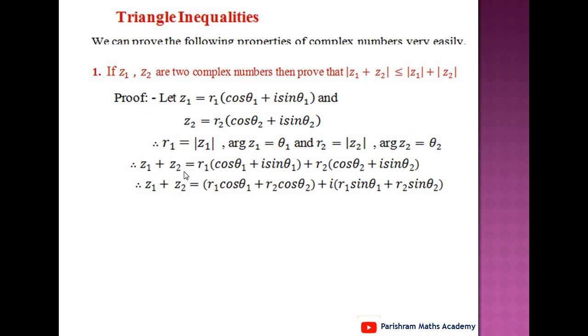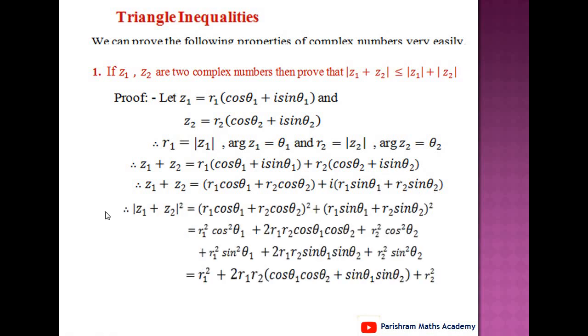Therefore z1 plus z2 equal to, where z1 is r1 in bracket cos theta 1 plus i sin theta 1, plus z2 is r2 in bracket cos theta 2 plus i times sin theta 2. Multiplying r1 and r2 separately, first you can take the real terms, that is r1 cos theta 1 plus r2 cos theta 2, plus i times r1 sin theta 1 plus r2 sin theta 2.